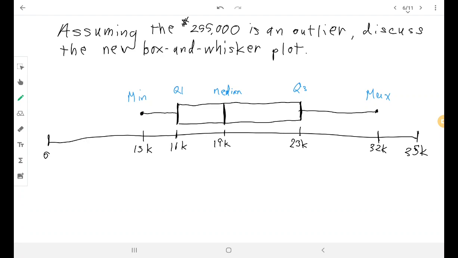So discuss the new box and whisker plot. What are we seeing now? Well, we're seeing that most people are going to make and can expect to make $16,000 to $23,000 a year at this job. We can see that the maximum you can probably realistically expect to make is $32,000. We can see that people on the very low end are making $13,000.